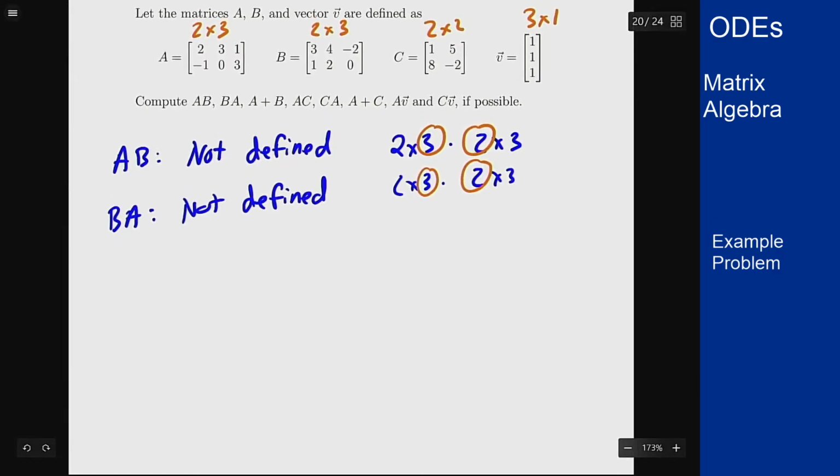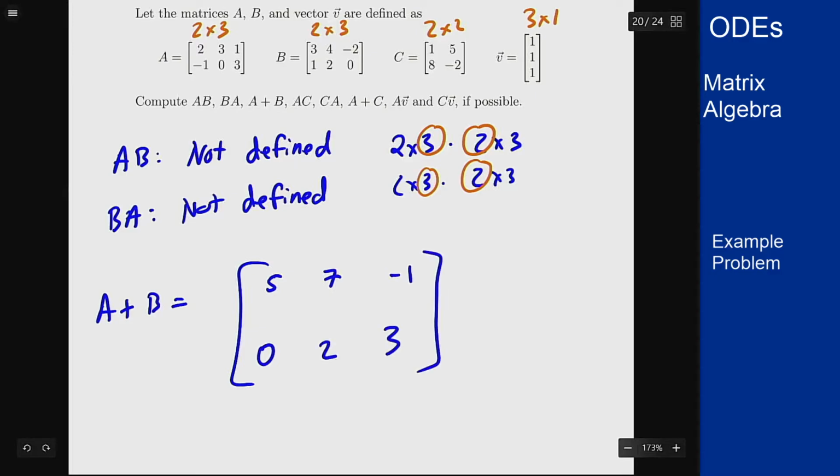That works totally fine. So A plus B will give the matrix of adding each entry one by one. So 2 plus 3 is 5, 3 plus 4 is 7, 1 plus negative 2 is minus 1, minus 1 plus 1 is 0, 0 plus 2 is 2, and 3 plus 0 is 3.